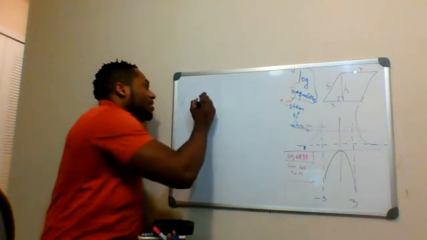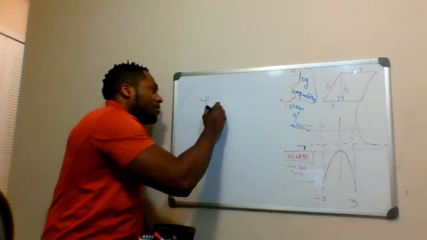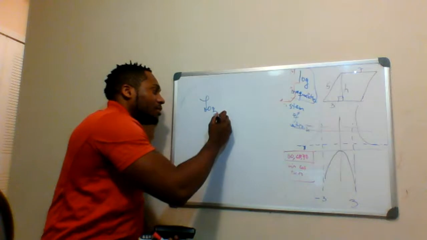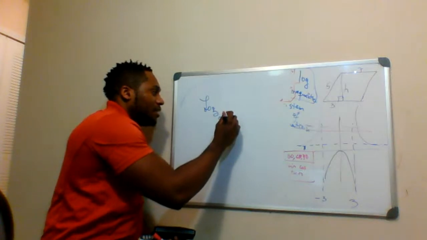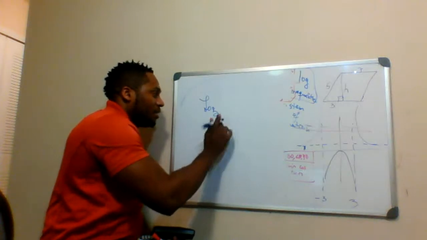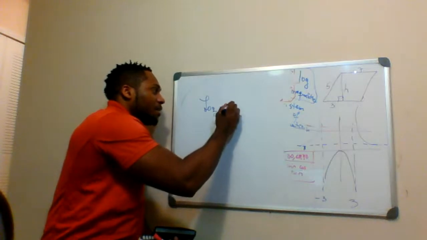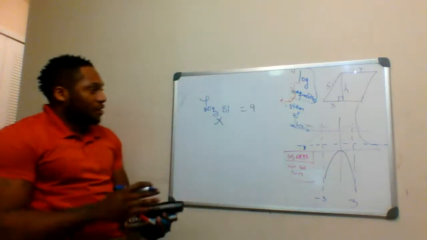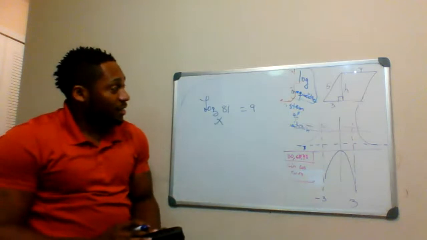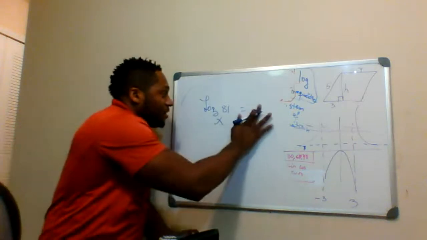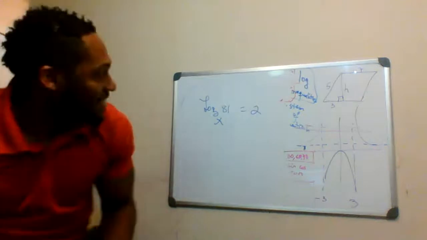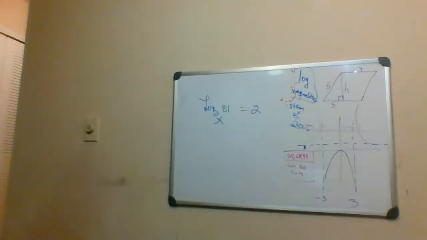Okay. Log base x of 81 is equal to 2. So what is x? Who got the value of x? Log base x of 81 is equal to 2. What's the value of x?